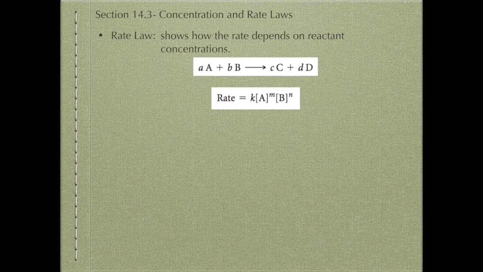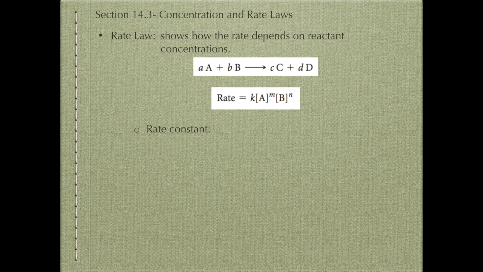to be equal to K, which is your rate constant, times the concentration of A, raised to its reaction order, which we'll talk about in one sec, times concentration of B times its reaction order. Notice M and N are different variables than little a and little b, and that's because when determining a rate law, you don't actually use the stoichiometry.